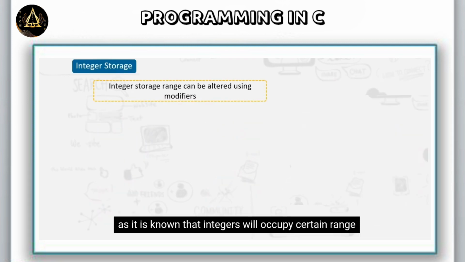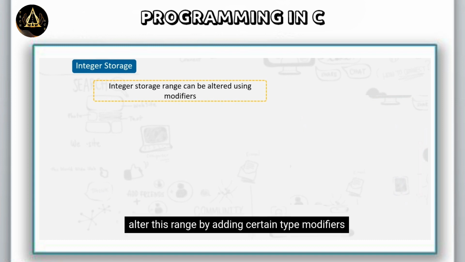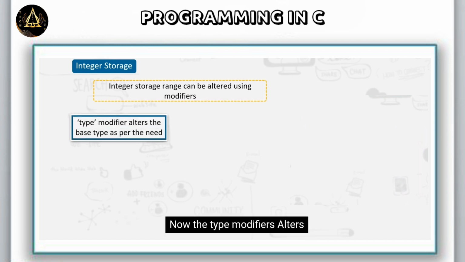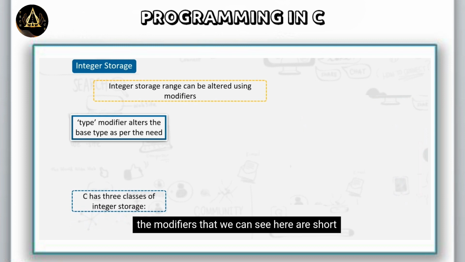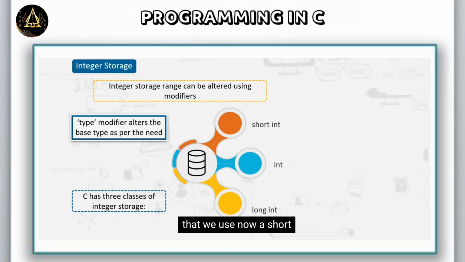As it is known that integers will occupy a certain range of values, C language allows us to alter this range by adding certain type modifiers. The type modifiers alter the meaning of a base type to fit our need more precisely. The modifiers that we can see here are short and long, which are usually preceded before the data type that we use. Short here will have a lesser range of values than int, and long has a higher range of values than int.